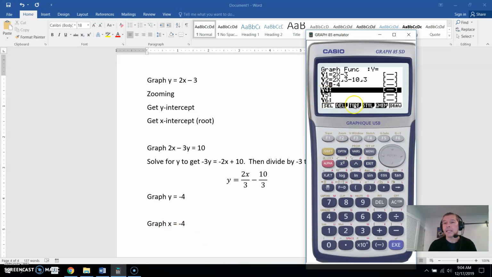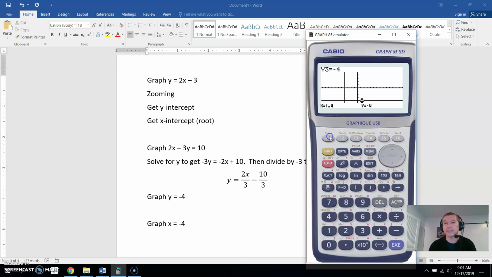Well, what you do is you change the type of equation. So hit type, and then hit x equals c, this one right here. And now they're set with x equals. So now type in -4, hit execute, draw it, and you see here's that vertical line right there. So that's the graph we just made, and it's that vertical graph right here.